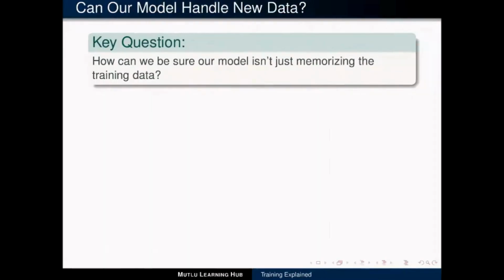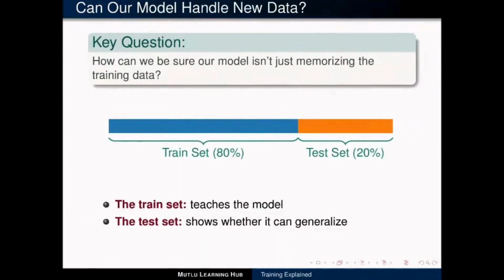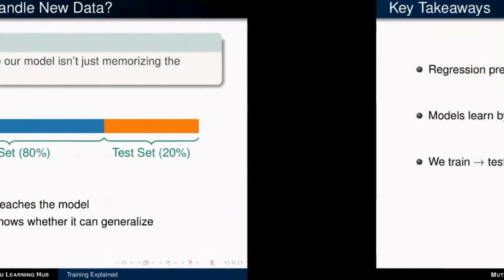Here is the key question. How do we know the model isn't just memorizing the training data? We split the data into a training set and a test set. The training set teaches the model, and the test set shows whether it can generalize to new, unseen data.